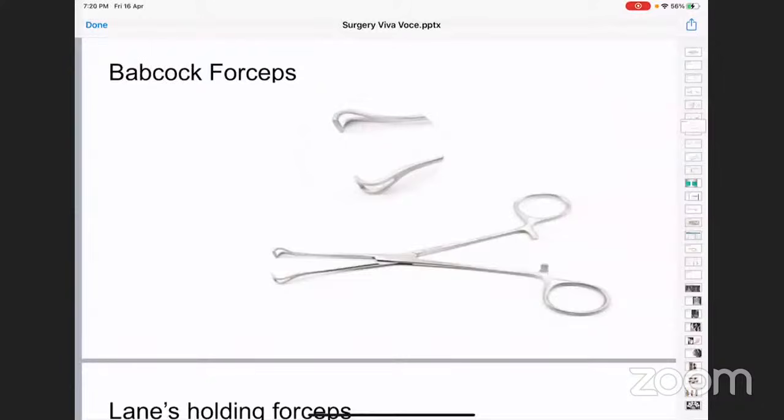So the Babcock forceps is used to grasp the appendix during an appendectomy. It is used for grasping the bowel or the stomach or any hollow viscus, because it is atraumatic. If you hold it with just a gentle single lock, the tissue will not be damaged. It is also used to hold the fallopian tubes during a tubectomy.